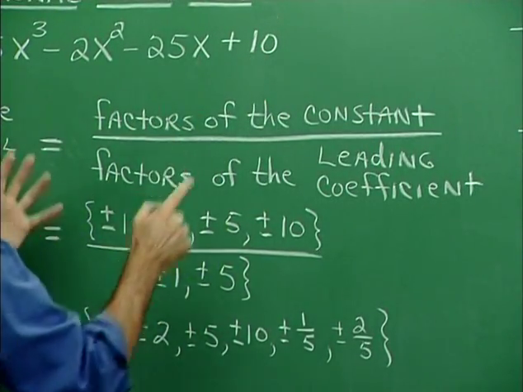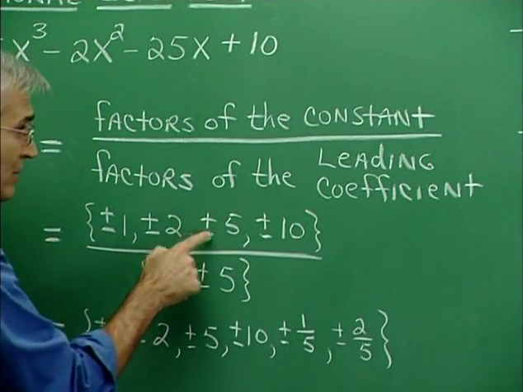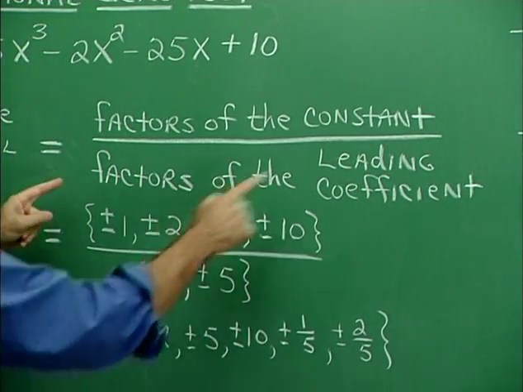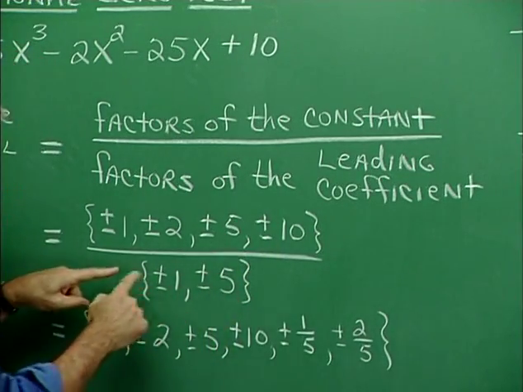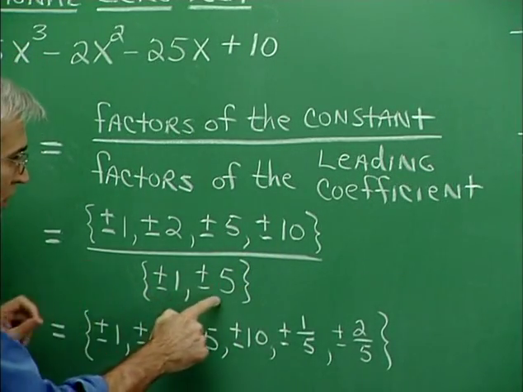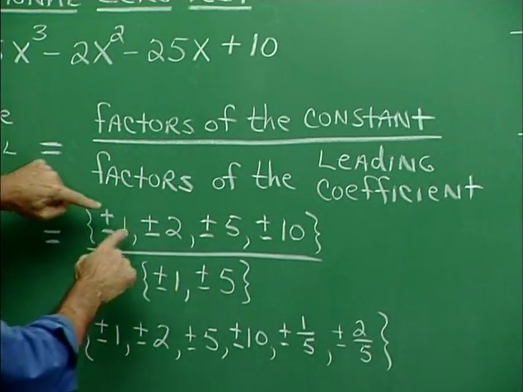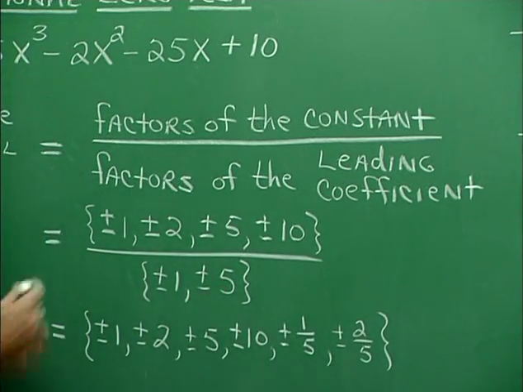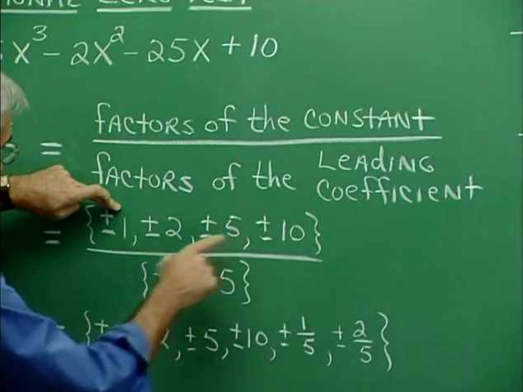So we have factors of the constant. The constant is 10. So all the factors of the constant would be plus or minus 1, plus or minus 2, plus or minus 5, plus or minus 10. And now in the denominator, we have factors of the leading coefficient. The leading coefficient was 5, so all of the possible factors, plus or minus 1, plus or minus 5. Now, we have a little list to go through here. We have all of these over 1, and then all of these over 5. That's the complete list.